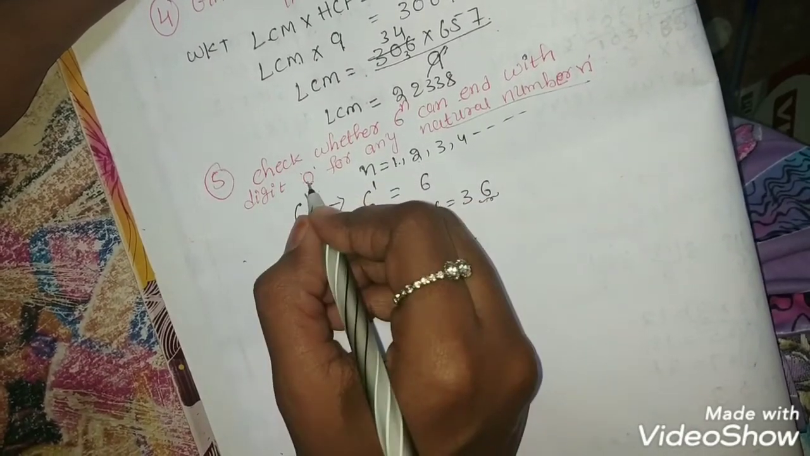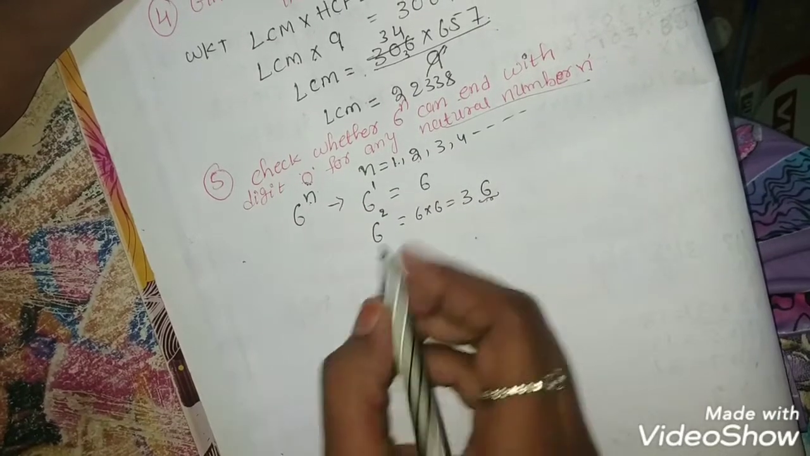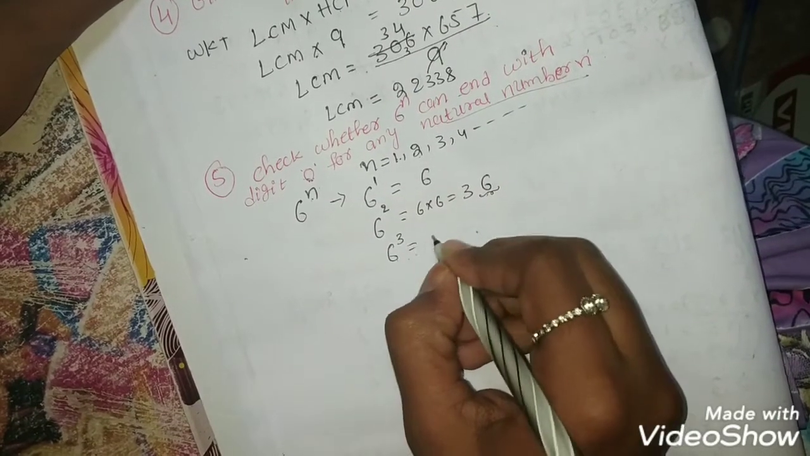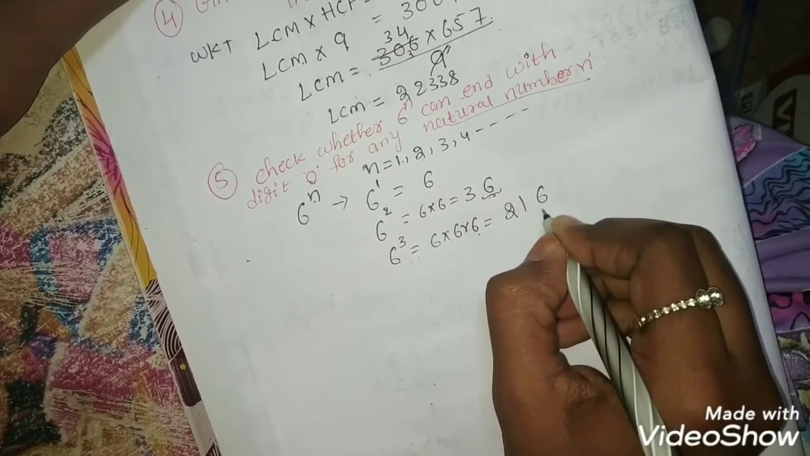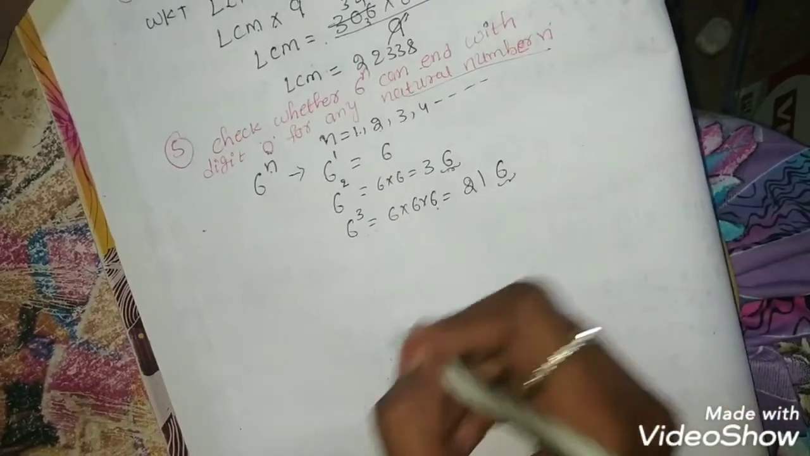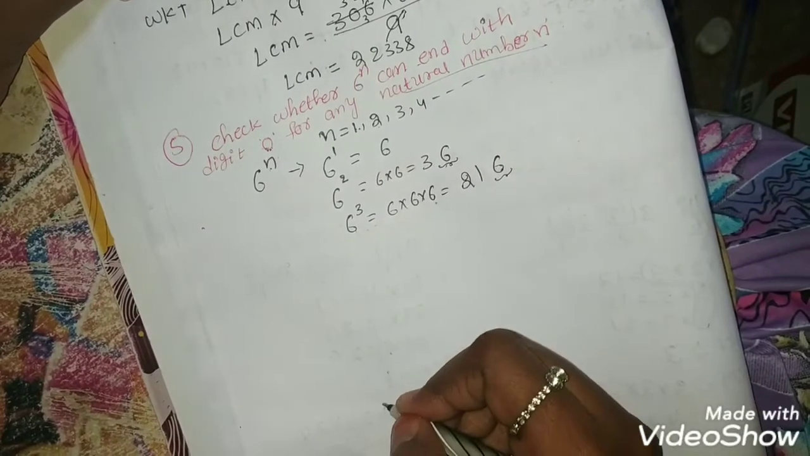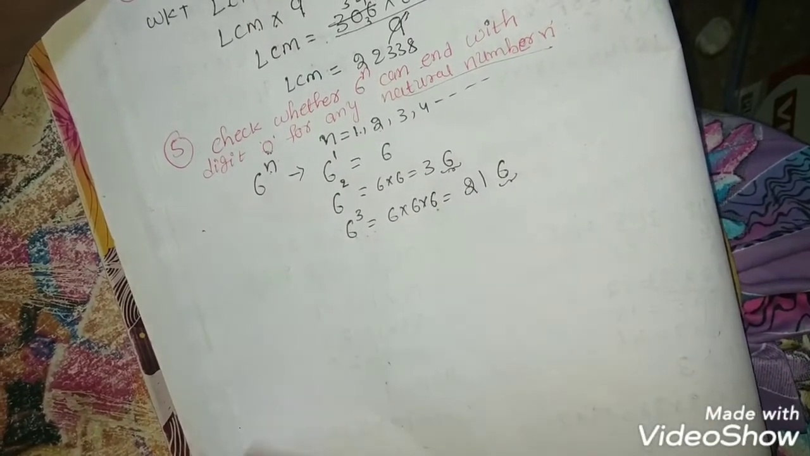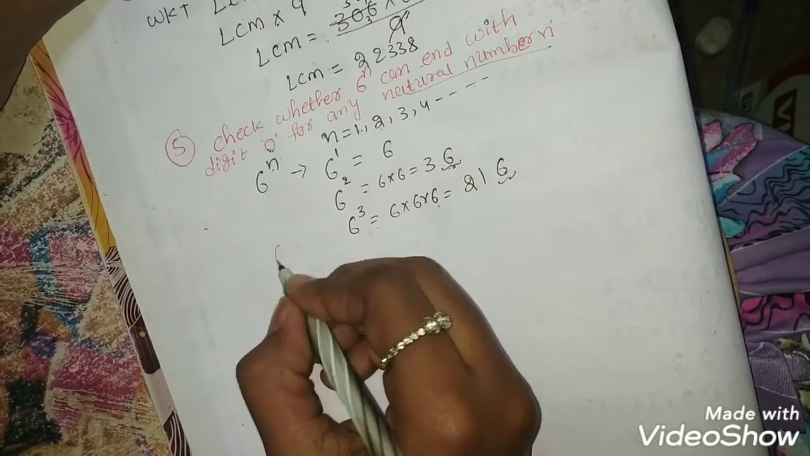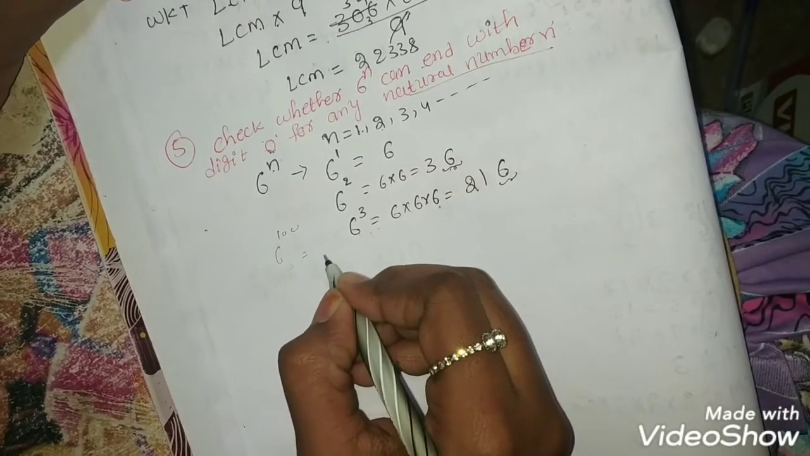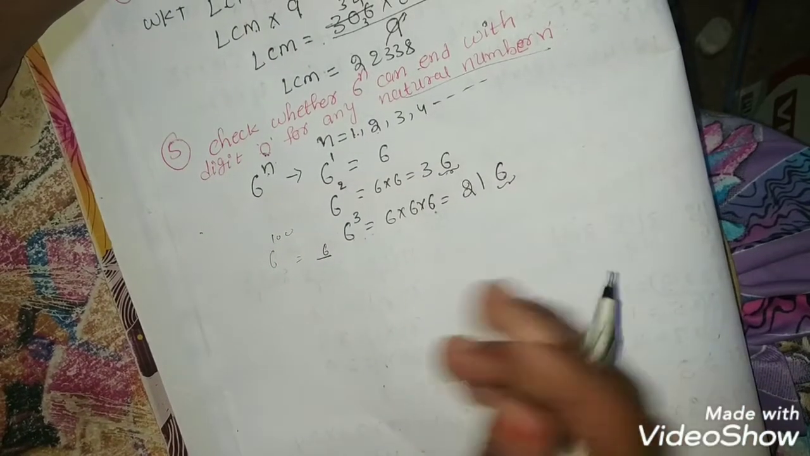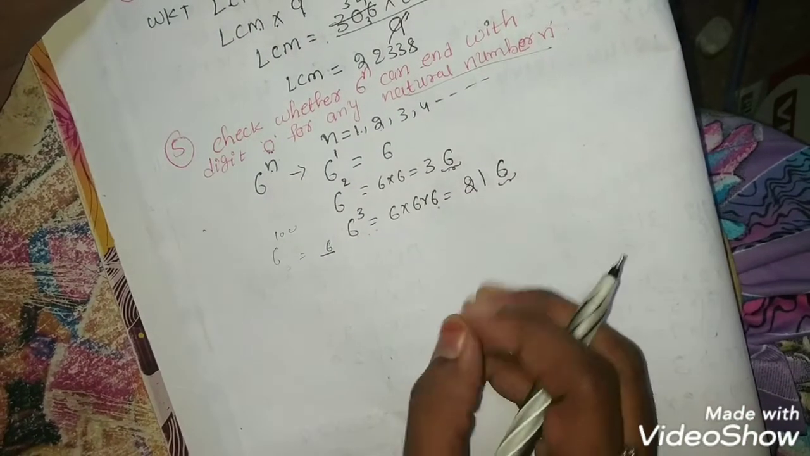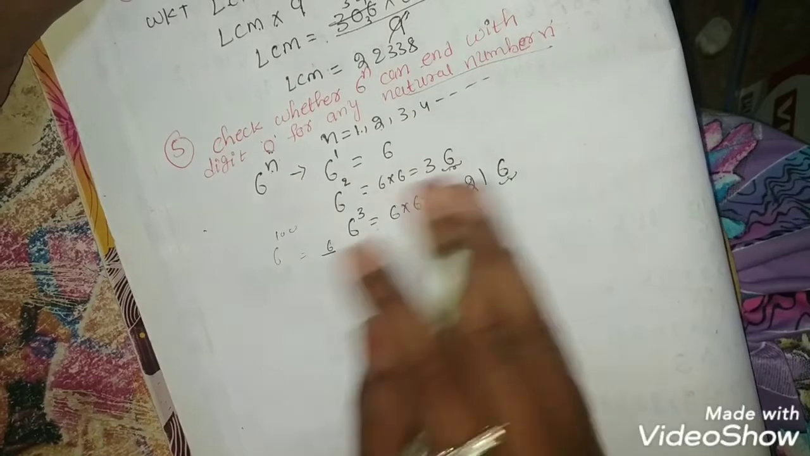Can 6 power n end with 0? No. You can check 6 cube, 6 into 6 into 6, we get 216. This is also 6. The units place is 6. There is no 0. If you take 6 power 1000, our units place must be 6 itself. 1 lakh, 2 lakh, any number you take, the units place must be 6, not 0.